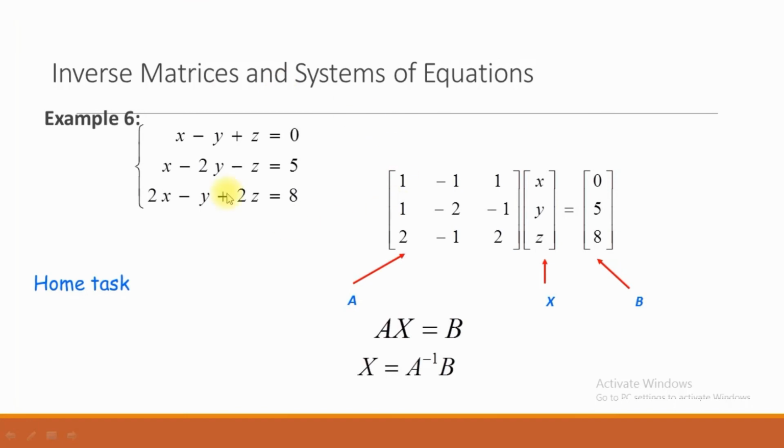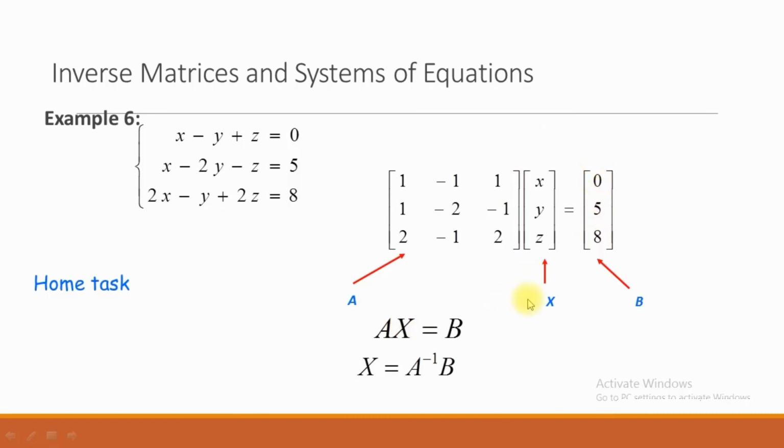Now let's move to another example, number 6. In this system, we have three equations. First of all, write the system in the matrix form. This is the coefficient matrix. In this system, we have the coefficients 1, -1, 1, then 1, -2, -1, then 2, -1, 2. The variable matrix has three unknowns, x, y and z, and the constant matrix has three entries, 0, 5 and 8.